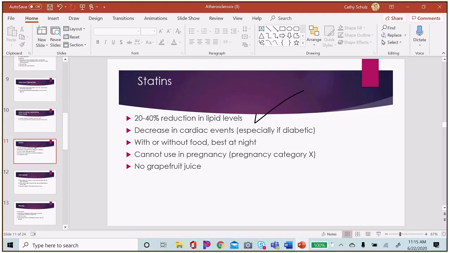This medication can be taken with or without food. People take it at all times of the day. It's best to take it at night because the activity of the enzyme HMG-CoA reductase occurs most at night, although you will see people take it at all times of the day, and it's not like it won't work. It's a pregnancy category X, so you cannot use it in pregnancy. And grapefruit juice changes the way this medication is processed. It makes it easier for the medication to become toxic.